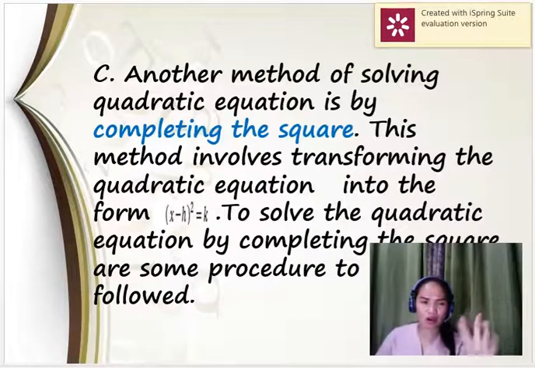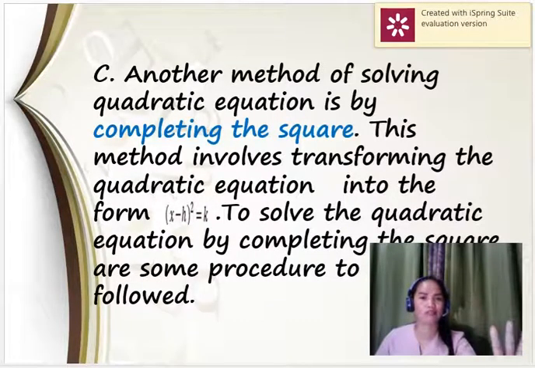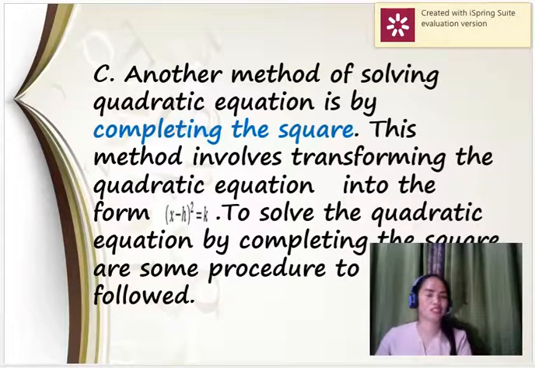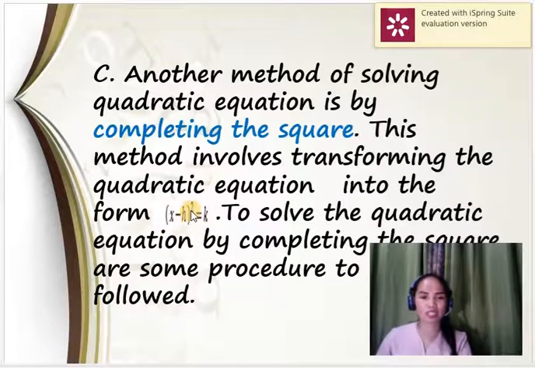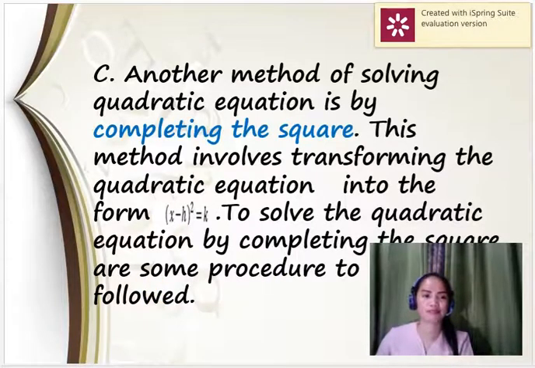Okay, we are on our third way of solving a quadratic equation. This is by completing the square. This method involves transforming the quadratic equation into the form the quantity x minus h squared is equal to k. To solve the quadratic equation by completing the square, there are some procedures to be followed.